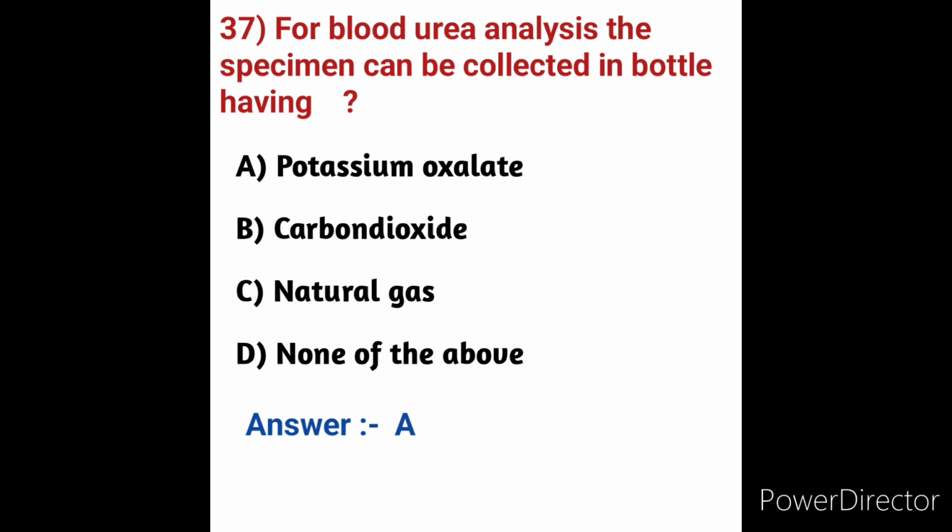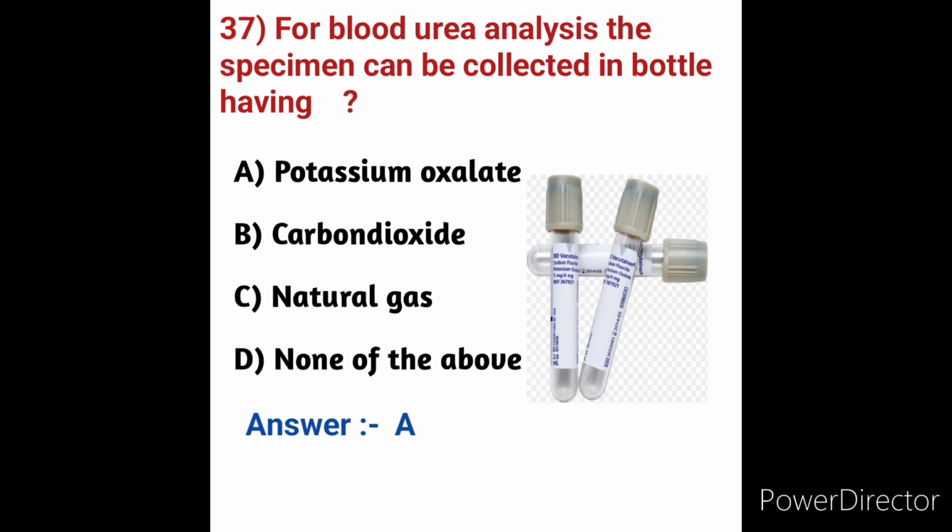The bottle we are collecting the blood urea analysis specimen in is potassium oxalate. Option A is the correct answer. The potassium oxalate is used to preserve glucose in whole blood, and some special chemistry tests are also done in the same specimen bottle. But the bottle color is grey, a grey top tube. Here we can see in this picture the potassium oxalate specimen tube. The blood urea analysis specimen is collected in potassium oxalate, grey top tube.